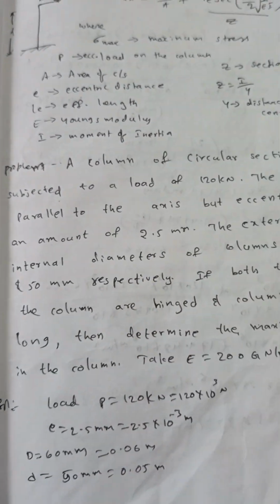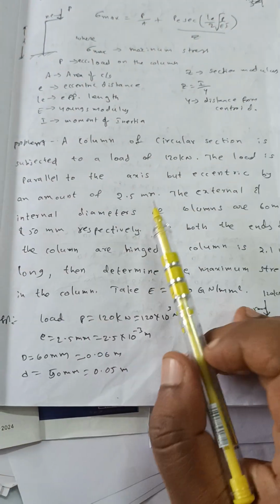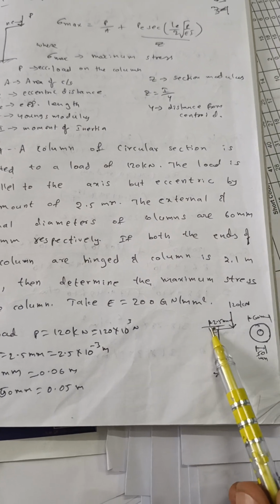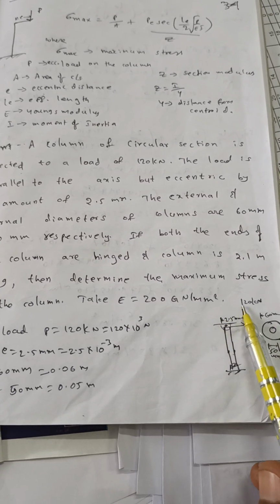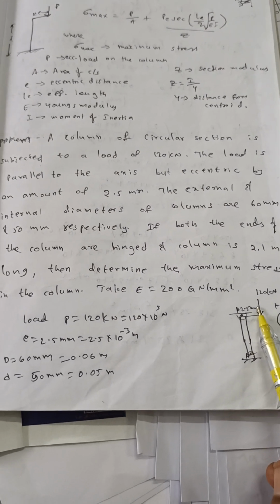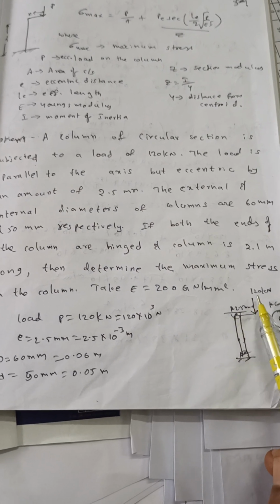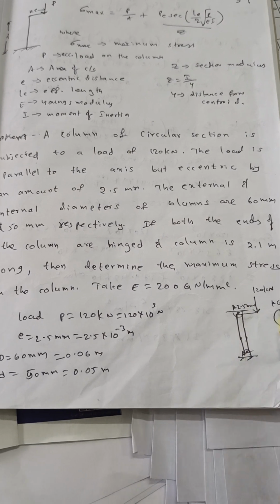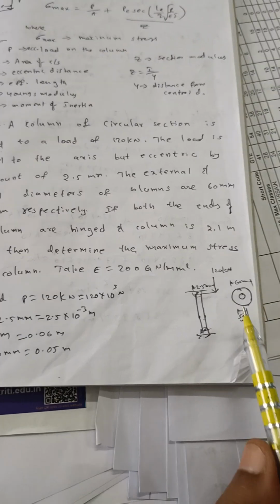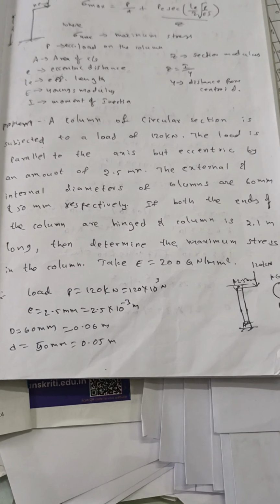Okay, here is a problem on this secant formula. A column of circular cross section is subjected to a load of 120 kilonewton. The load is parallel to the axis but eccentric by an amount of 2.5. So this distance is small e, 2.5. So P is 120, small e is 2.5. The external and internal diameters of the column are 60 and 50 mm respectively.